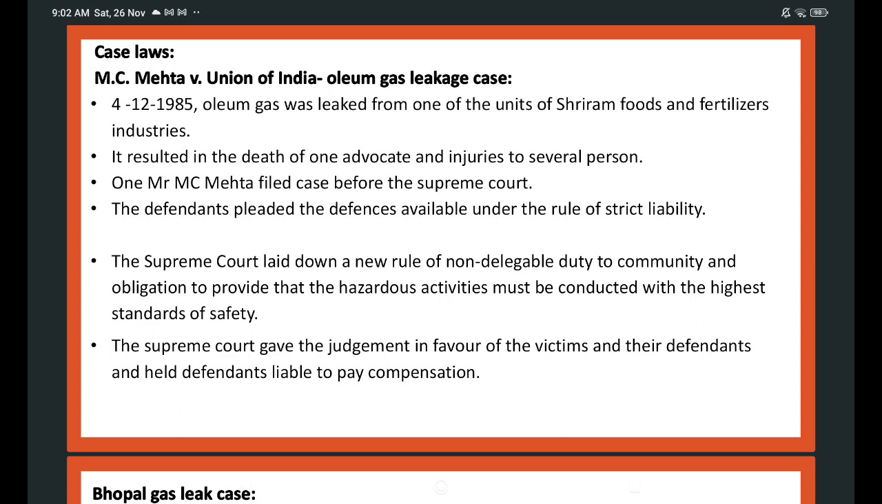MC Mehta versus Union of India, the oleum gas leakage case. On 4th December 1985, oleum gas leaked from one of the units of Shriram Foods and Fertilizer Industries. It resulted in the death of one advocate and injured several persons. Mr. M.C. Mehta filed a case before the Supreme Court. The defendant pleaded the defenses available under the rule of strict liability. The Supreme Court laid down a new rule of non-delegable duty to the community and an obligation to provide that hazardous activities must be conducted with the highest standard of safety. The Supreme Court gave judgment in favor of the victims, and the defendants were held liable to pay compensation.